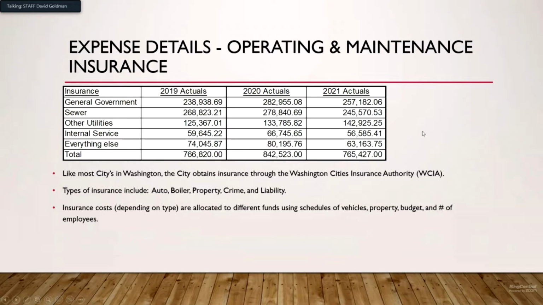Next up is insurance. We obtain our insurance through the Washington Cities Insurance Authority. We have auto, boiler, property, crime, and liability. And the insurance costs depend on type and the schedules that are used, such as the number of vehicles we have, our property schedule, number of employees, the size of the budget, and so on. And these were the total cost of the WCIA for these years.